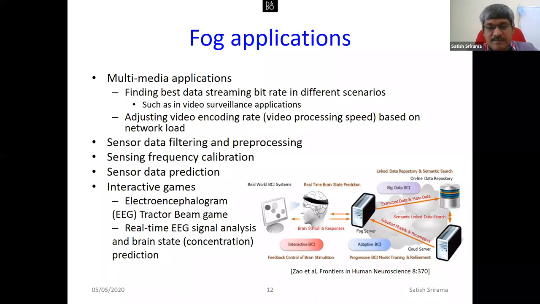I have also seen very specific applications where fog is being used. I have seen them being used in this sort of interactive games. So this is like electroencephalogram, a mouthful word.